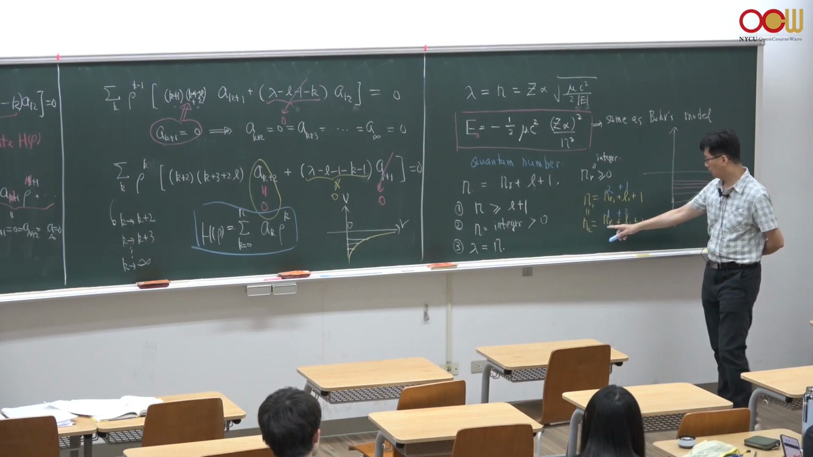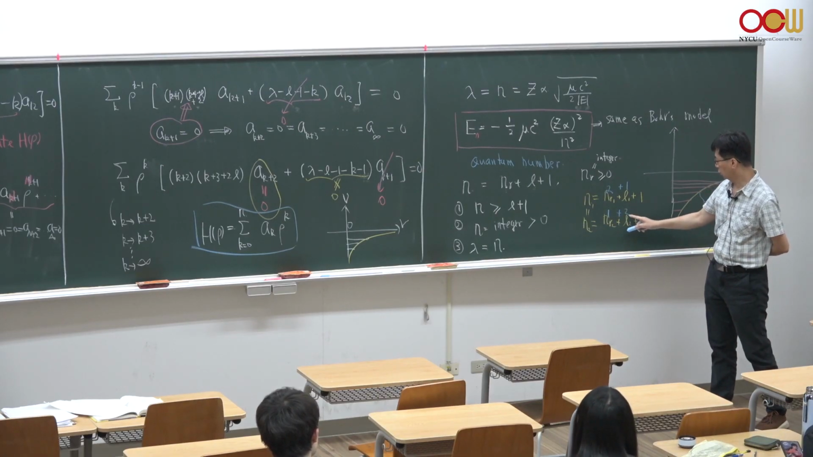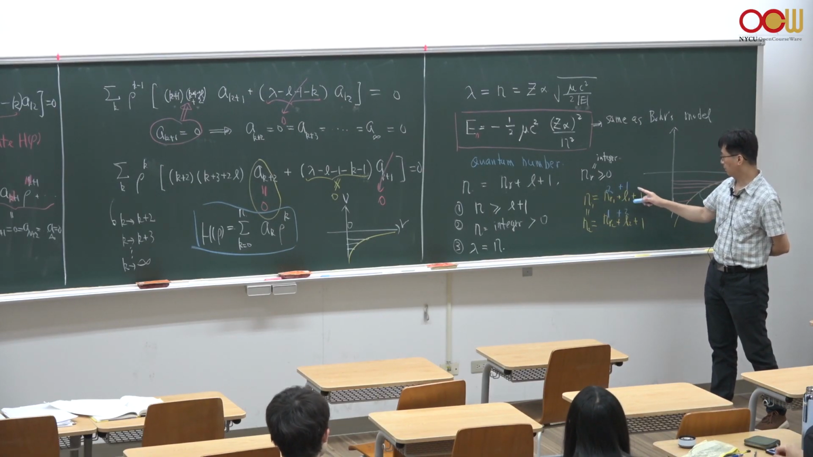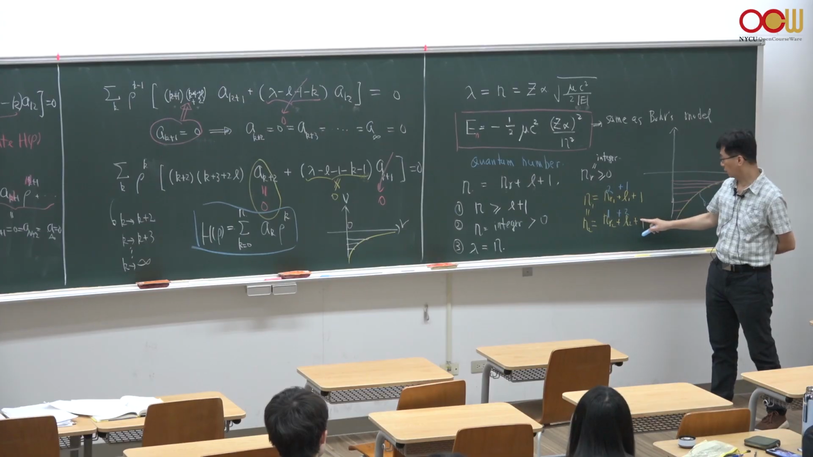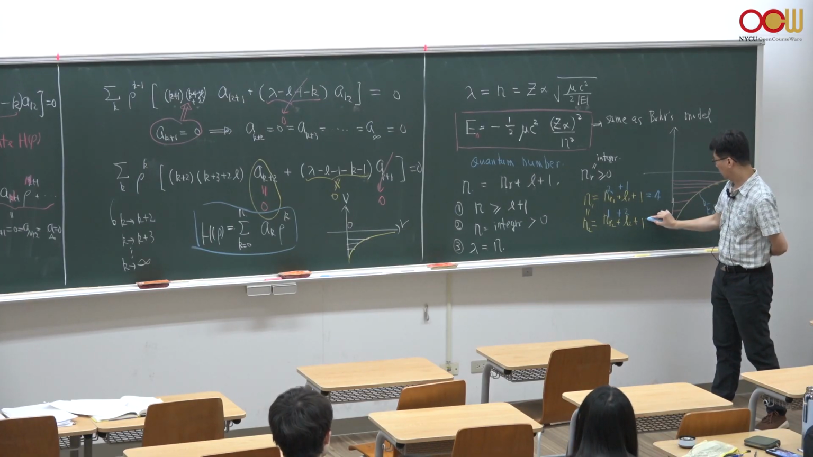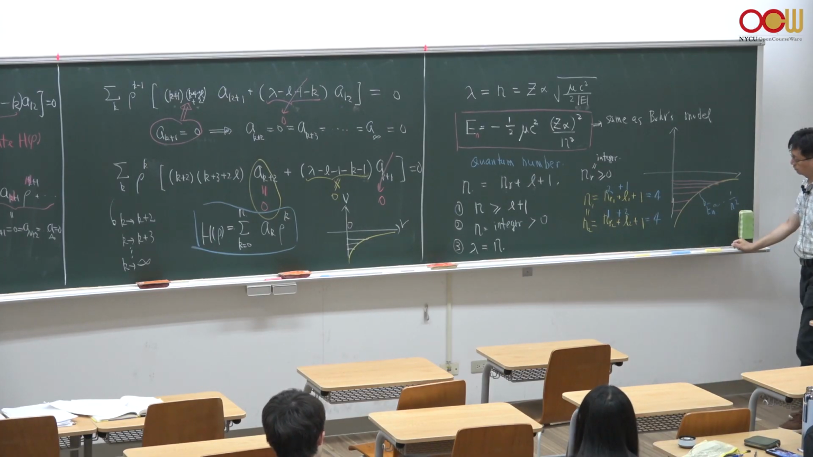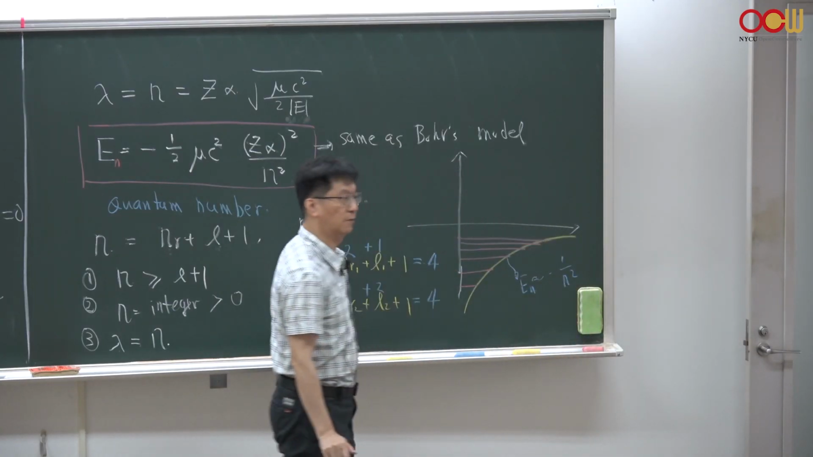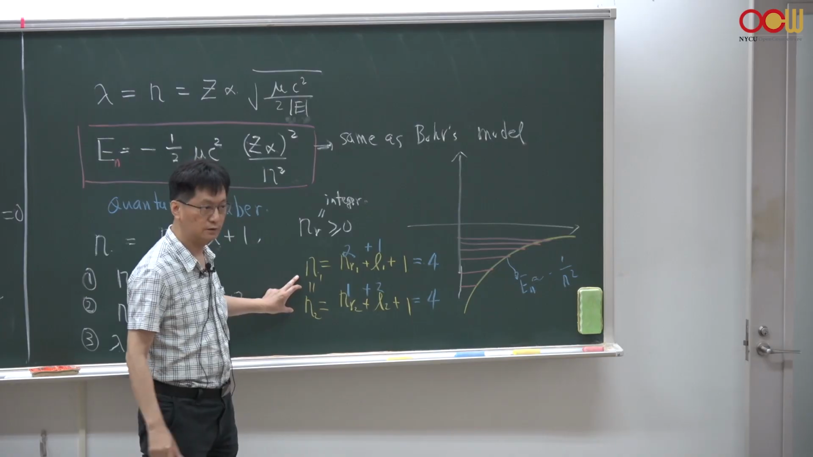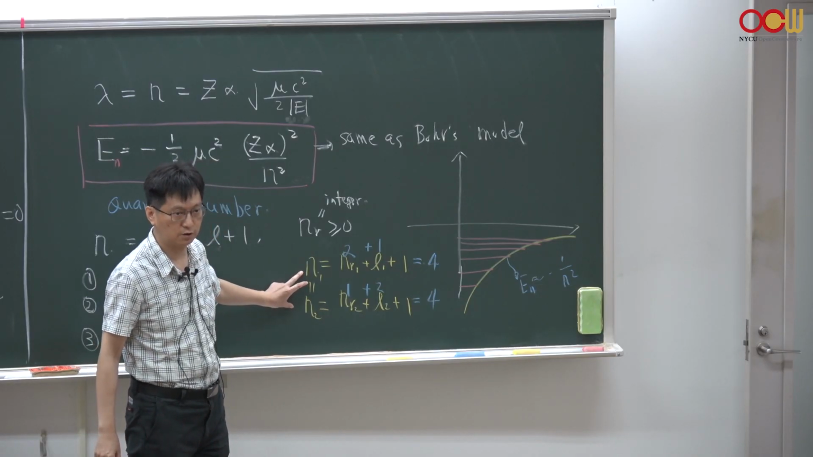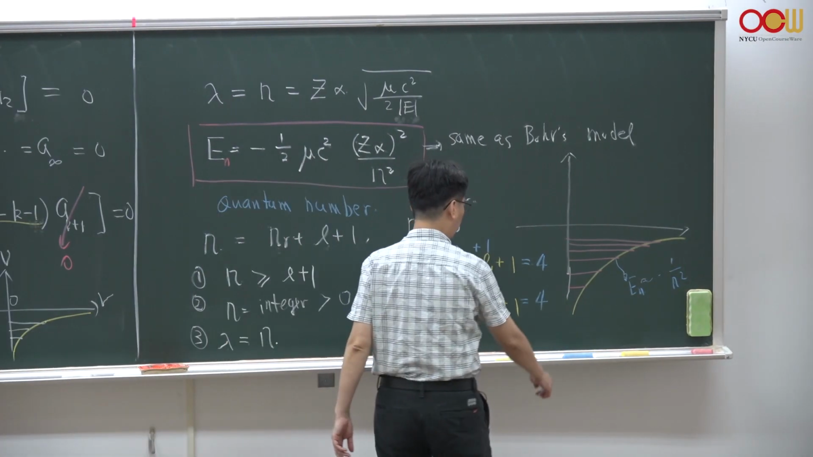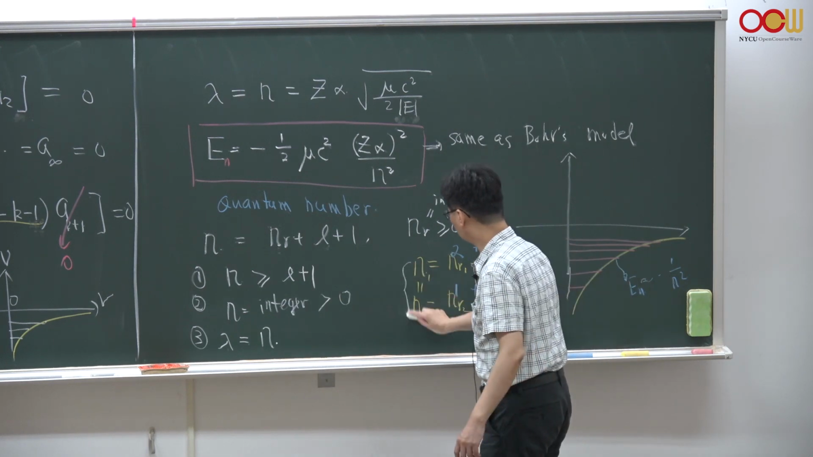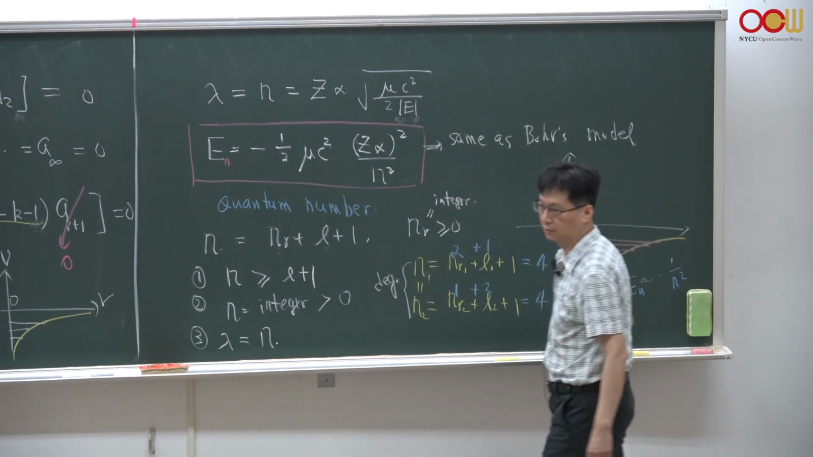I can have nr2 being 1 and L2 is actually 2. 2 plus 1 plus 1 is the same as 1 plus 2 plus 1. Both combinations give you 4 as a principal quantum number, which means that you have two different states with the same principal quantum number. This is called degeneracy. And we defined the degeneracy a long time ago.